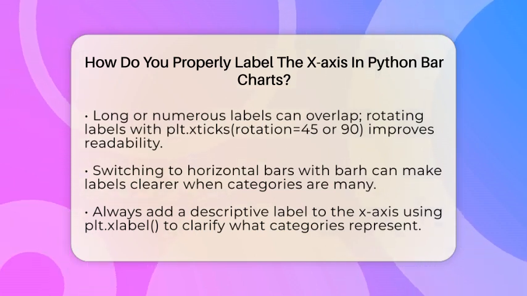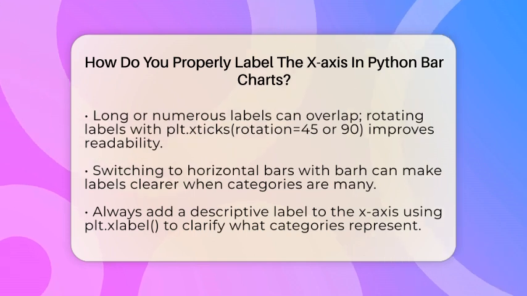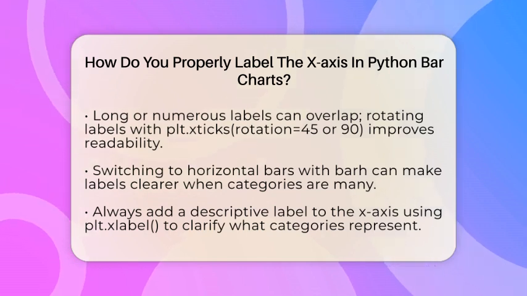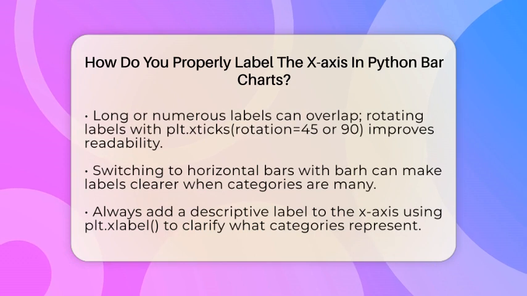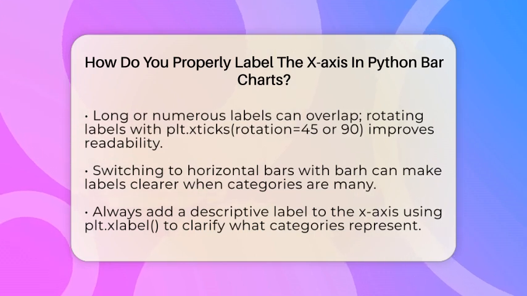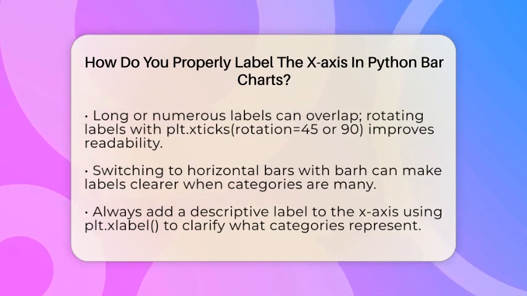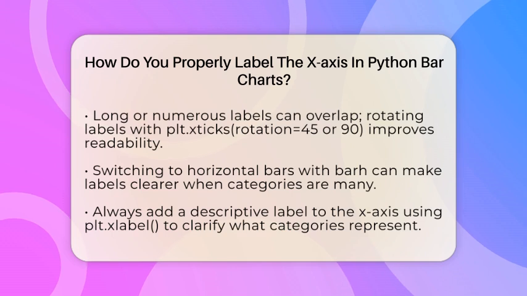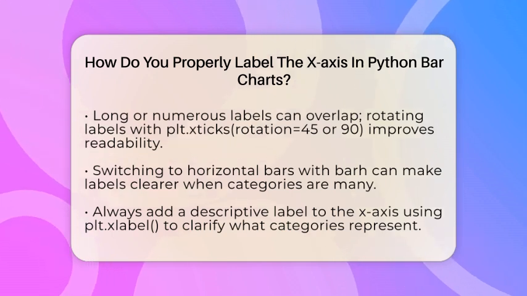Sometimes your labels might be long or there are many categories. In that case, the labels can overlap or become hard to read. To fix this, rotate the labels using plt.xticks(rotation=45) or plt.xticks(rotation=90). Rotating makes the labels easier to read and keeps your chart neat.